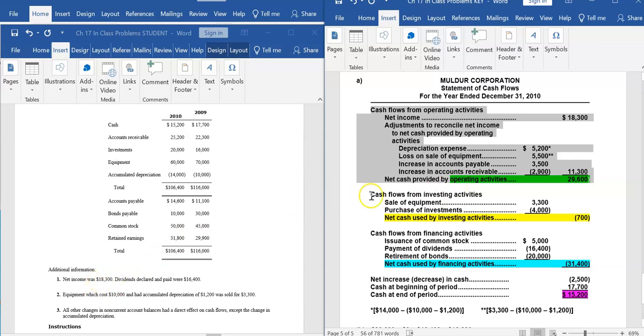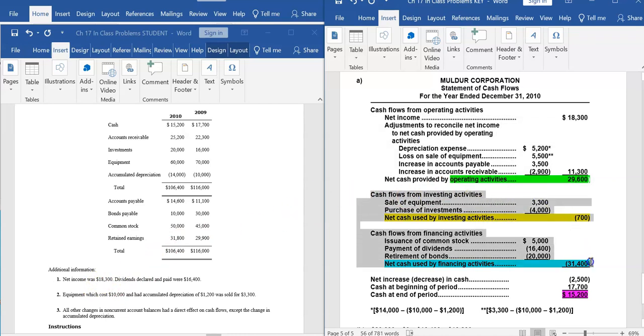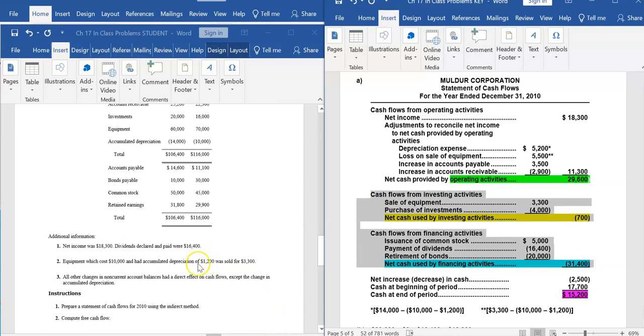Next section we need to work on are the investing and financing activities section. We had an investing activity here. Equipment was sold for $3,300. Selling equipment is an investing activity. The buying and selling of our property, plant, and equipment or investments are investing activities. If we sold it, it is a cash inflow, so we will show it as a positive amount.